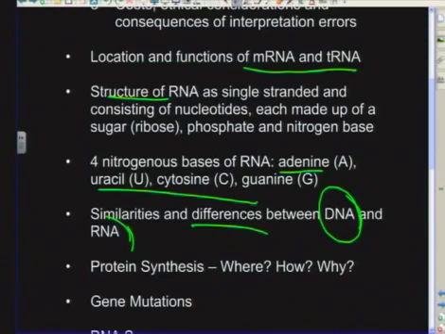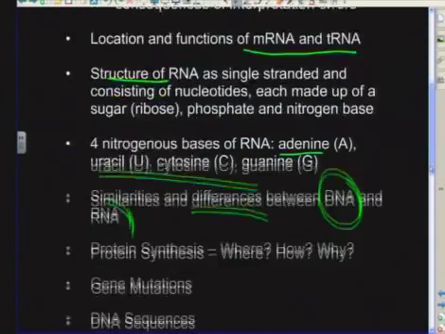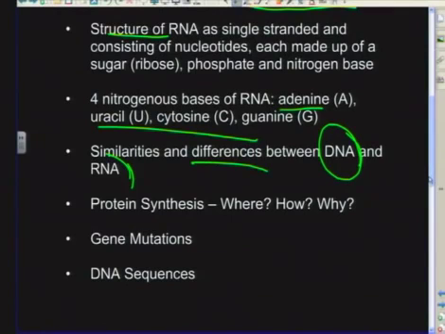We also then move on to see how RNA is involved in this process called protein synthesis. We want to know where protein synthesis takes place, how it takes place, and why it takes place in the first place. There's a lot of places in that statement that I made.